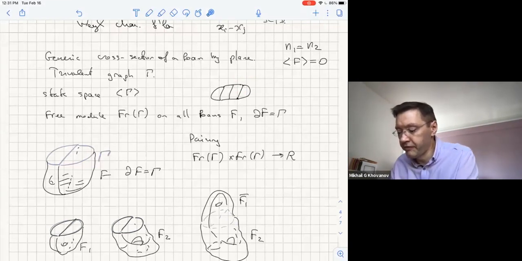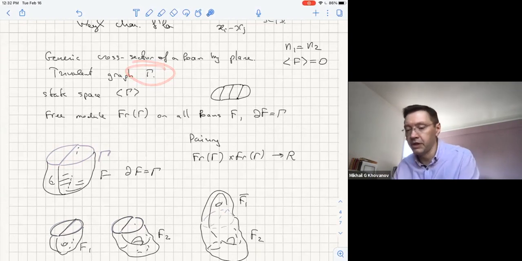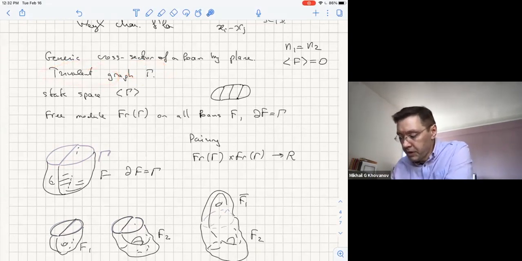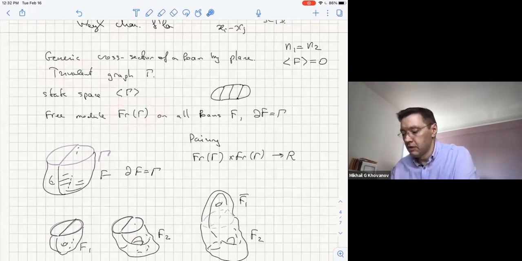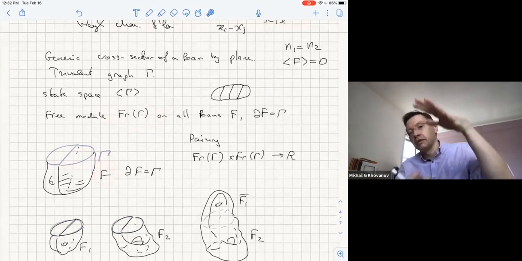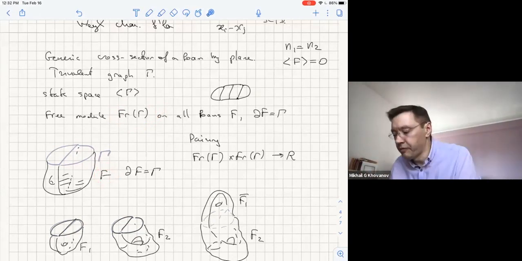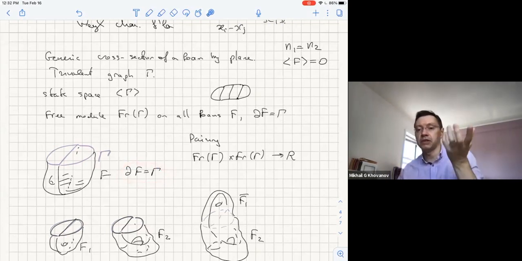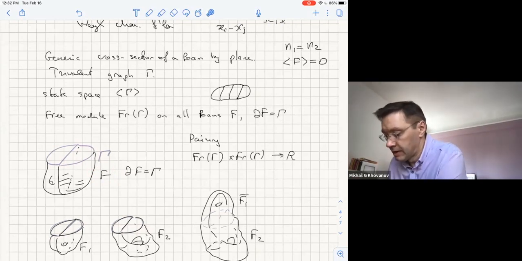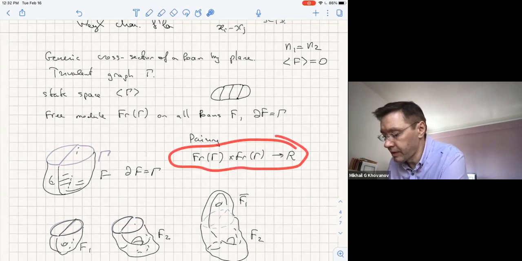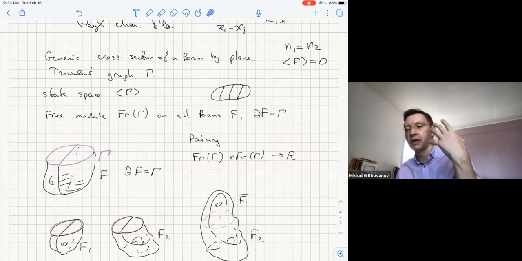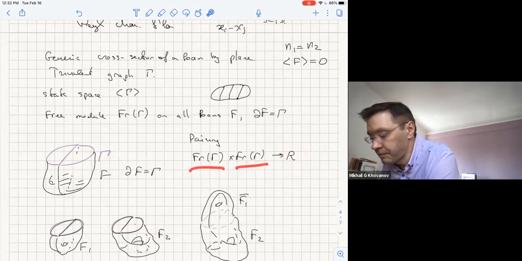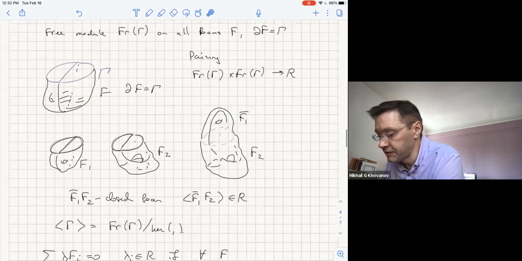So let us define a free module. Given a graph gamma in the plane, trivalent, we can define a free module, free R-module of gamma, as follows. Look at all the foams f in the lower half space with boundary of f equal gamma. So gamma is fixed, f is variable, all foams with a given boundary. Let us introduce a pairing on this very large R-module. Everything is over R. You have some ground ring R. We define a pairing on this vector space.